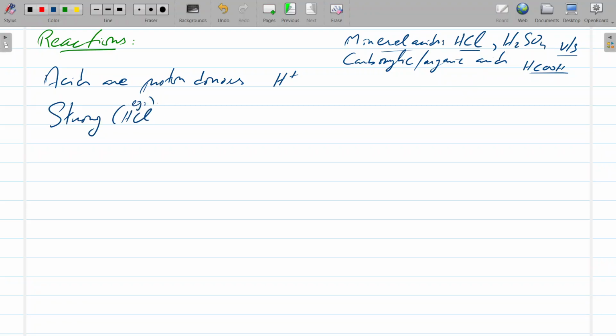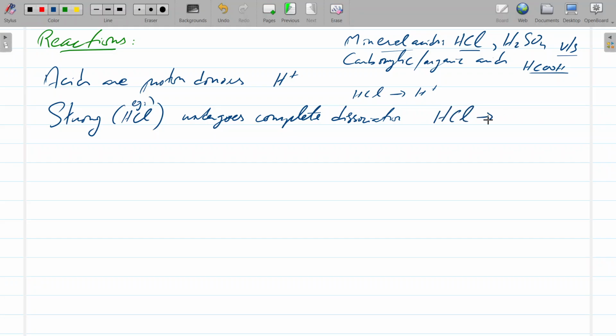A strong acid such as HCl undergoes complete dissociation, right? So as many molecules of HCl as there are, it will give up all of its protons. So you have a one-way reaction in aqueous solution, obviously not liquid HCl, but aqueous, in solution.